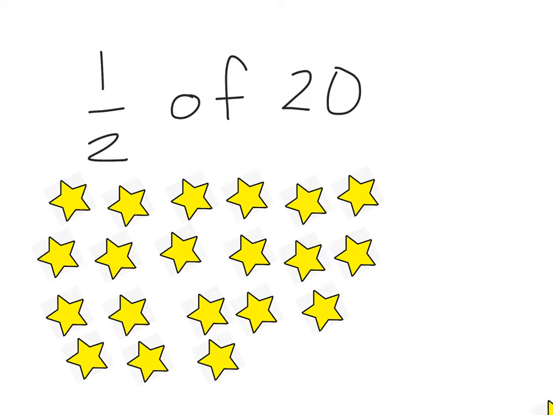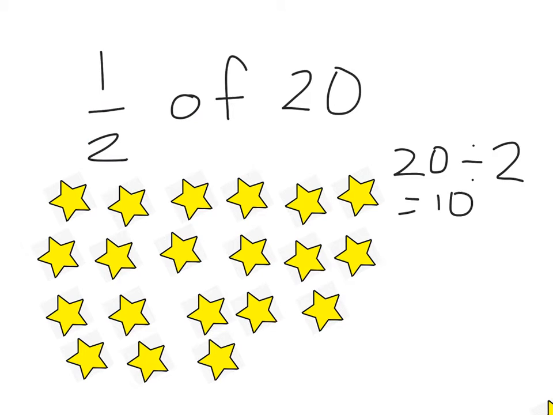Now finding half of 20 is the same as saying what's 20 divided into two equal sets, because this part of the fraction here tells me how many sets I need to divide into. Now I can use my division knowledge to help me work out 20 divided by 2. I might know that 20 divided by 2 equals 10.